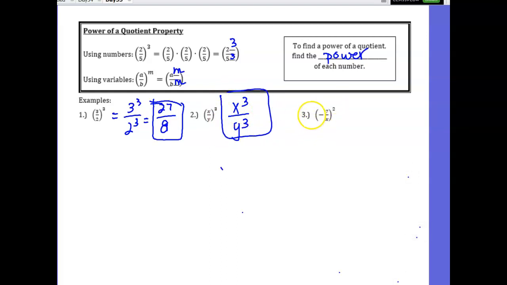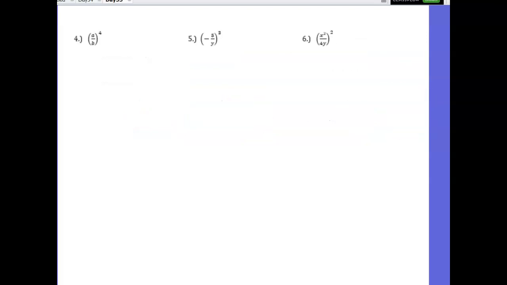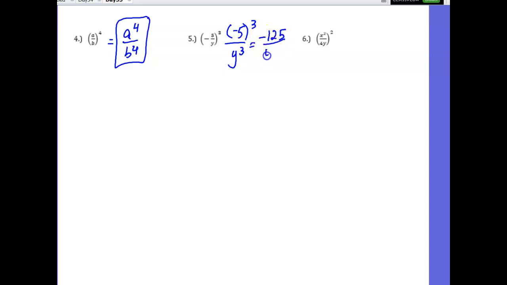All right, when you have a negative, you're going to pick either the numerator or denominator. Usually we pick the one with a number, so -7, we're going to square it, and then we have x squared. -7, when we evaluate it, would be 49, so 49x squared. Number 4, we take our a to the fourth divided by b to the fourth. Number 5, we're going to get -5 to the third divided by y to the third, so we're going to have a -125 divided by y to the third.